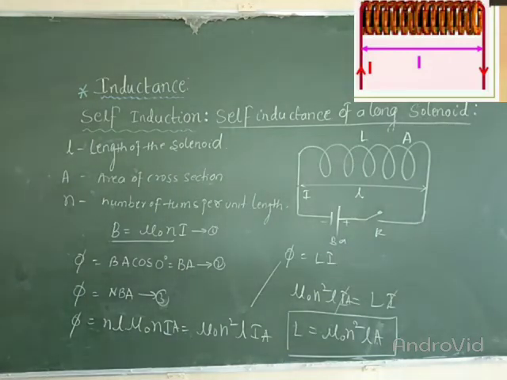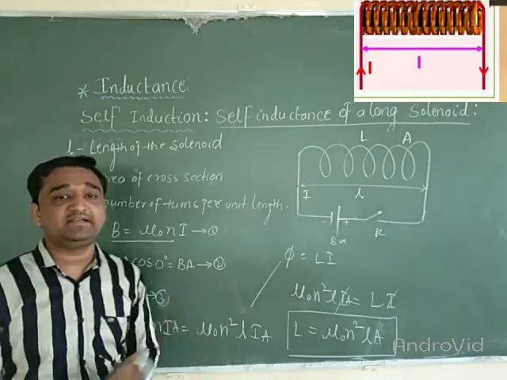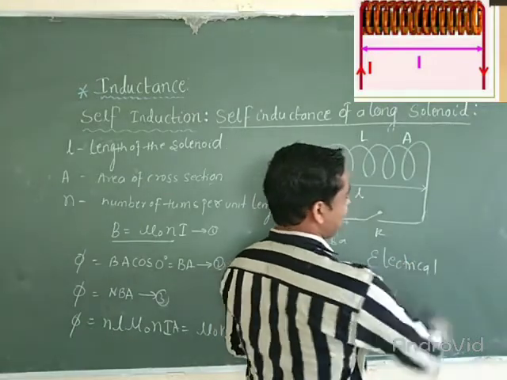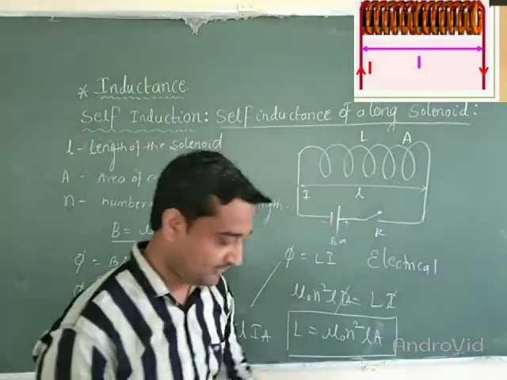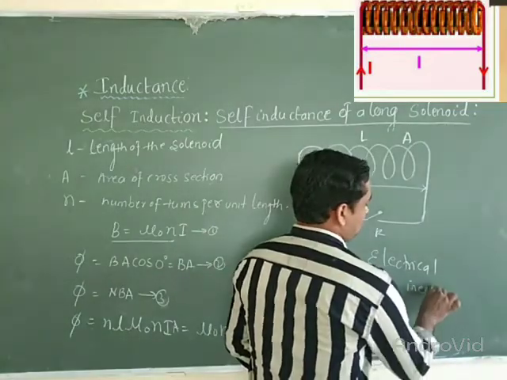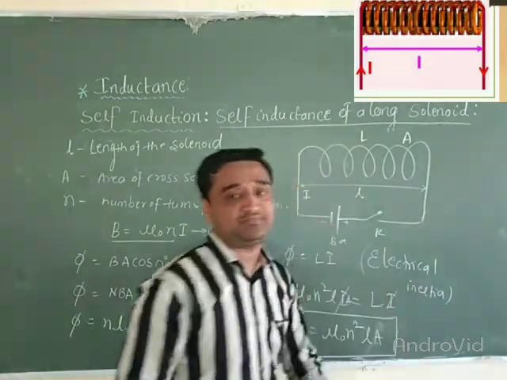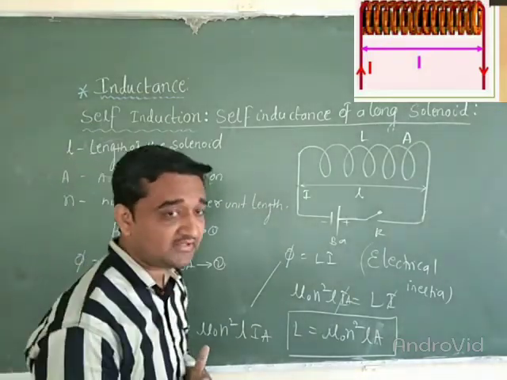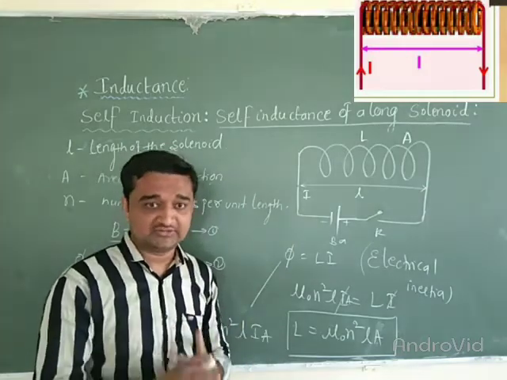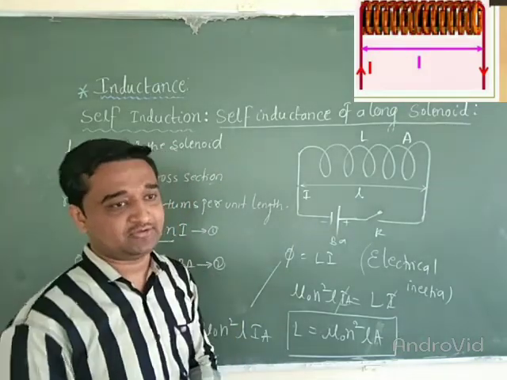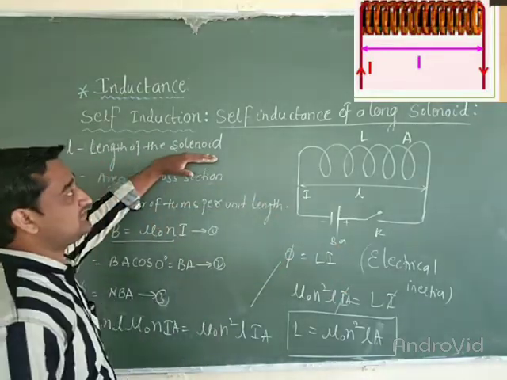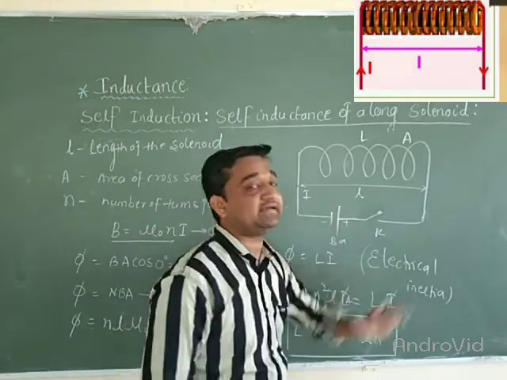And also, what is the significance of the self-inductance of the coil? Self-inductance is called electrical inertia. So what is inertia? As we have studied in Newton's laws of motion, inertia is that which opposes the change of state. We studied inertia of direction, inertia of motion, inertia of rest in mechanics. So similarly here, self-inductance is called the electrical inertia.